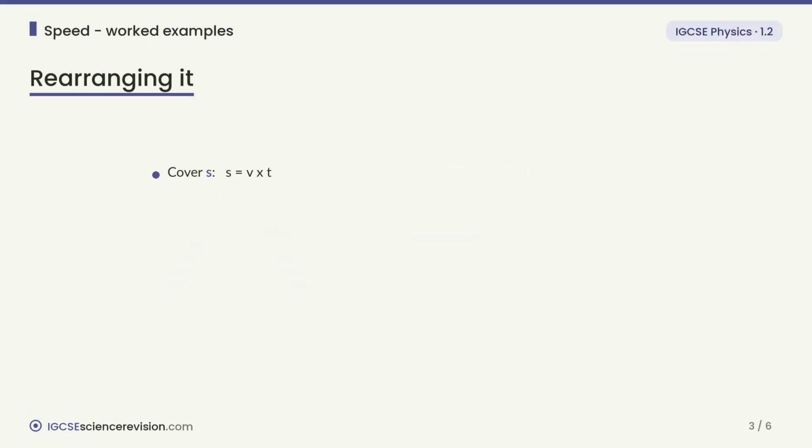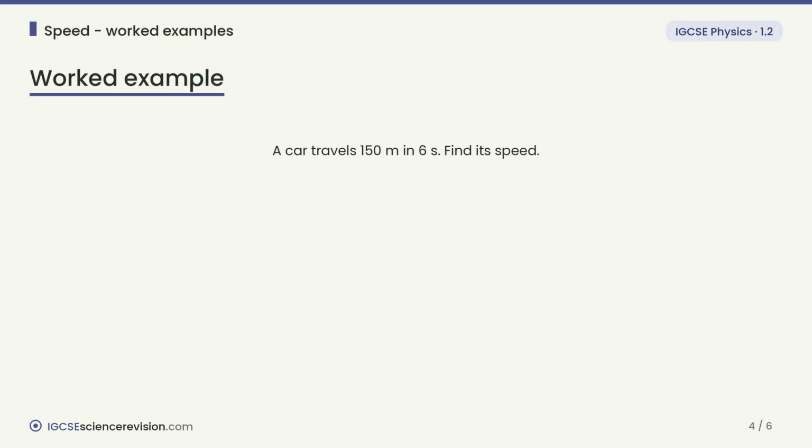From the triangle, you can rearrange it three ways. Cover the s at the top, and you're left with v times t. So distance equals speed times time. Cover the v, and s is over t. Speed equals distance over time. And cover the t, and time equals distance divided by speed. Same equation, three arrangements. Let's use it.